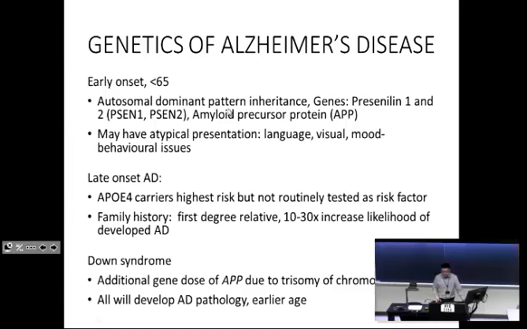Down syndrome, again, not surprisingly, because APP is on chromosome 21. So just by having the additional dose of amyloid precursor protein, these folks develop more amyloid. It's one of the reasons, actually, they get cataracts early on. Cataracts are due to amyloid deposition in your eyes.